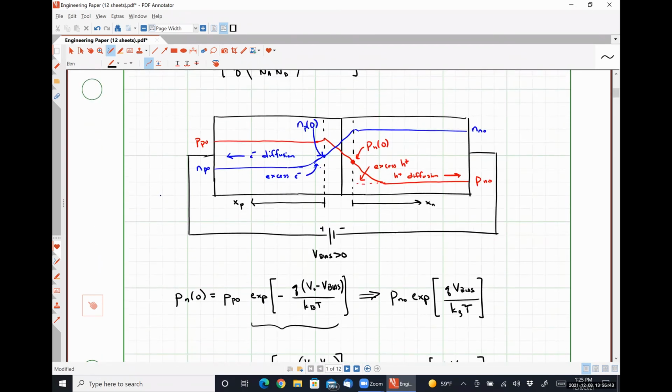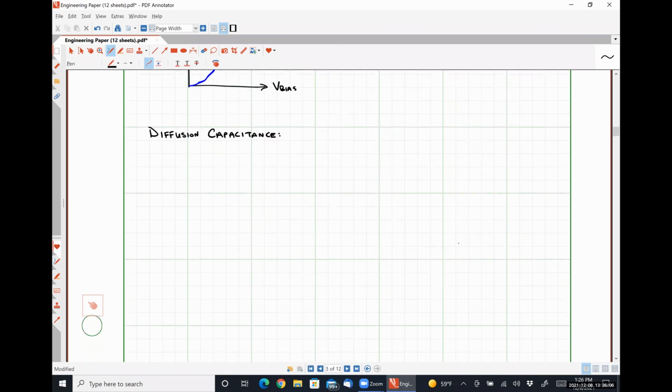The area of this little triangle and the area of this little triangle represent stored charge. And the amount of charge that's stored is dependent on what that value of V bias is, okay? So we are going to have some diffusion capacitance because of that. And it's actually going to be reasonably large.